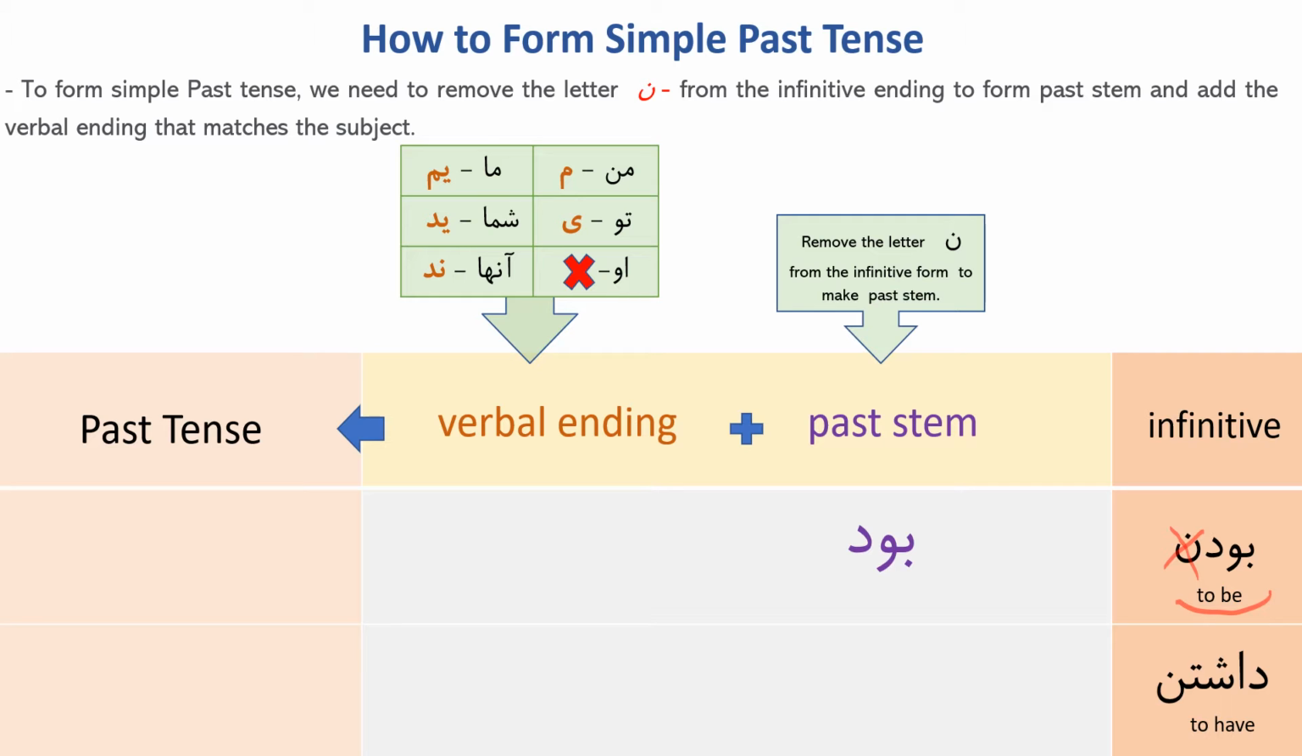And then we need to conjugate that to the subject. Let's say the subject is man. So here is the ending for man. So it's going to be بودم. I was. And now let's take a look at the second verb, داشتن.